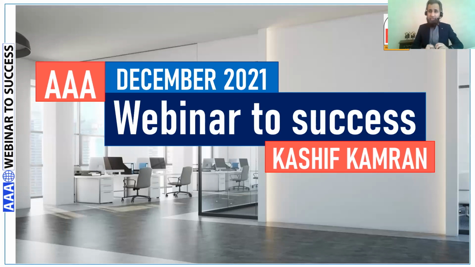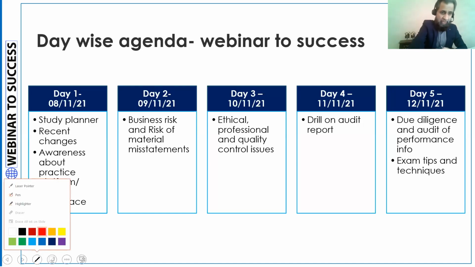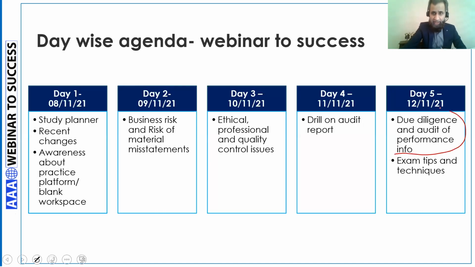Let's see what is the agenda we have for the final day. On this final day, I will be focusing on syllabus area F, which is other assignments, and I'll be looking at two other assignments today, one being the due diligence and one being the audit of performance information. And then in the last 45 minutes or so, I will be focusing on the final tips and techniques just to ensure you get success in the upcoming December 21 exams.